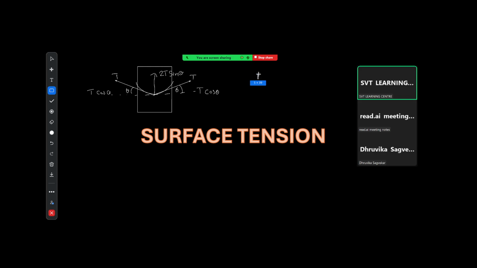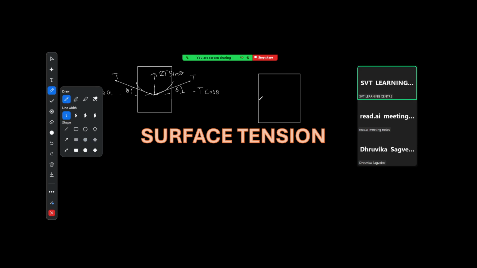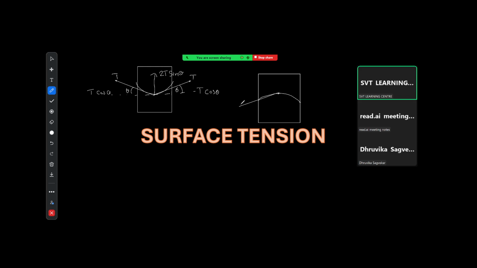So we take a container and we talk about the meniscus. Our meniscus happens to be like this. And we take this point, we have a T here, we have a T this side. And this is our horizontal. As we know, this will be equal to T cos theta. This will also be T cos theta, and the net force will be 2T sin theta, and it will act on the concave side. Is it clear? Hello? Okay.